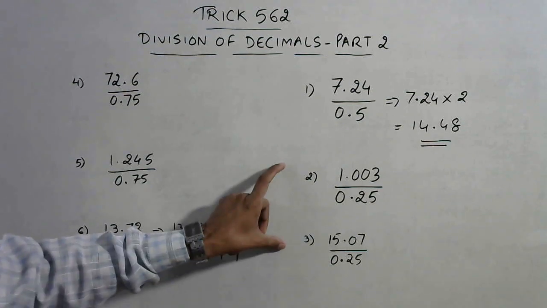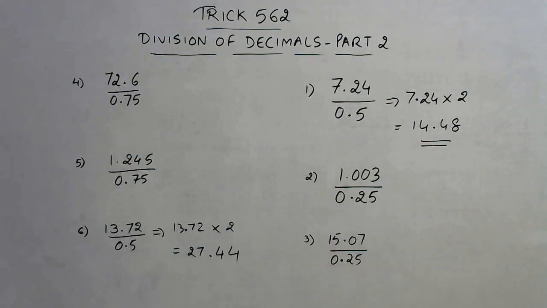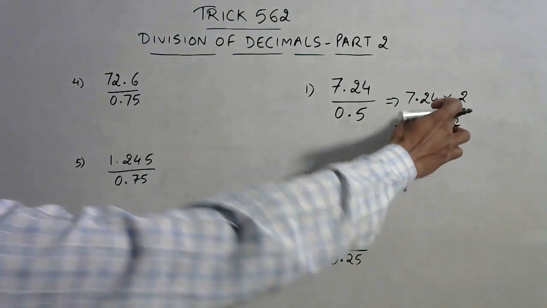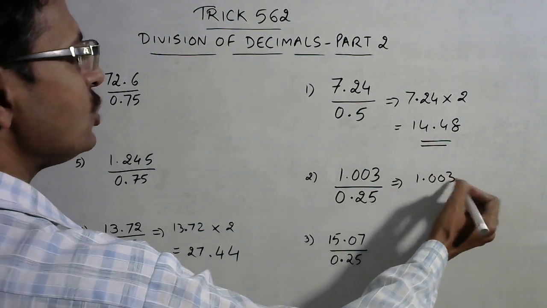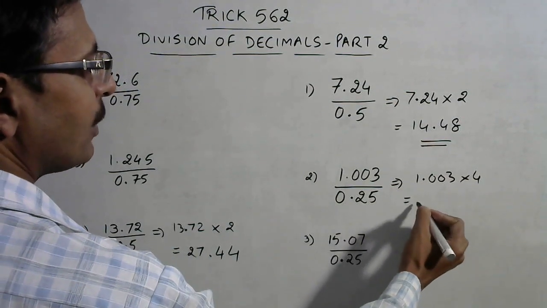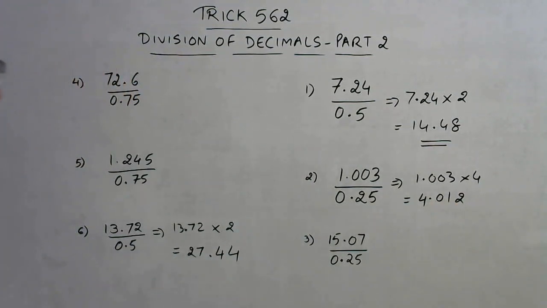Now see two questions of 0.25. Whenever we have to divide by 0.25, you need to know that 0.25 is nothing but a quarter, that is 1 upon 4, and whenever 1 upon 4 comes in the denominator, you have to multiply the numerator by 4. So likewise, in the previous question you multiplied by 2, in this question we will be multiplying by 4. So 1.003 into 4 will give you the answer, which will come out to be 4 3s are 12, 0 and 4. So 4.012 is the answer for this question.